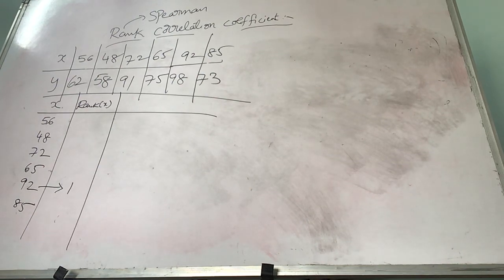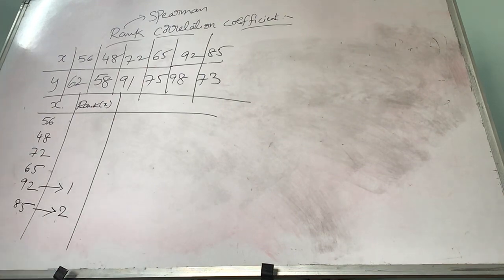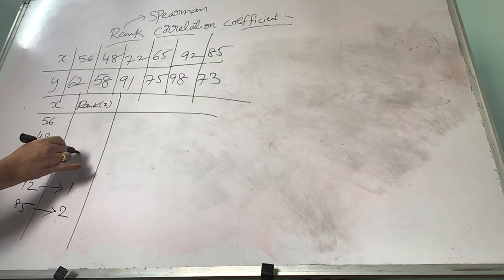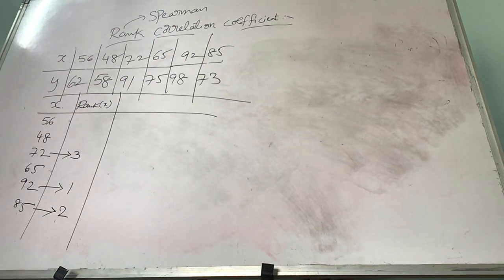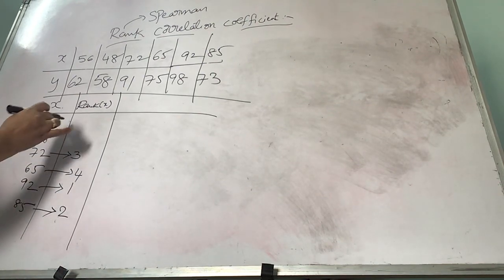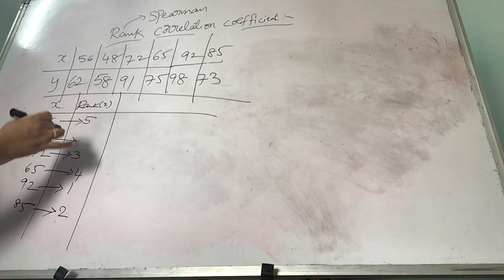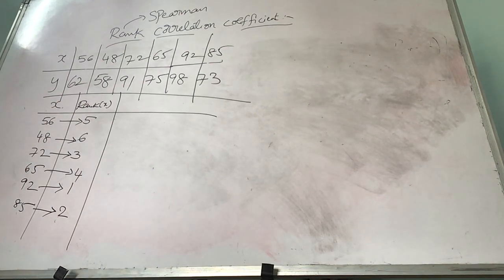Next highest value is 85. So now we assign second rank for this observation. And next highest value is 72. So we assign third rank for this observation. And next highest is 65. We assign fourth rank. Next highest is 56, so fifth rank. And 48 is next value, that is the sixth rank. Okay. Now we assign the ranks for each of these observations.